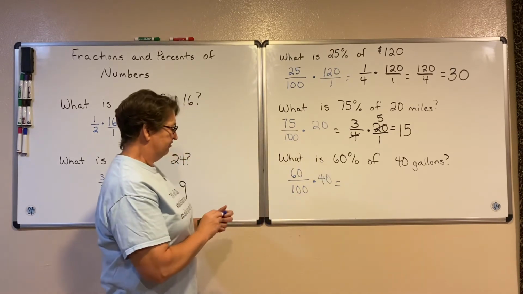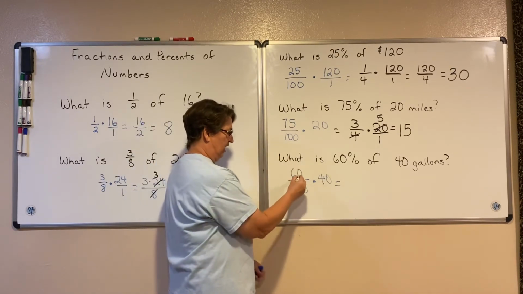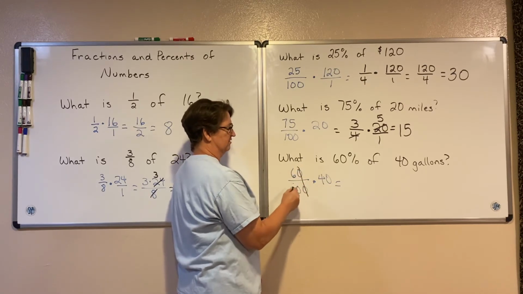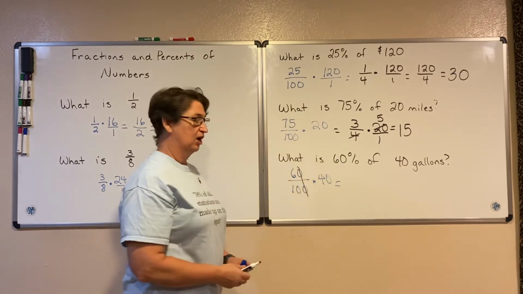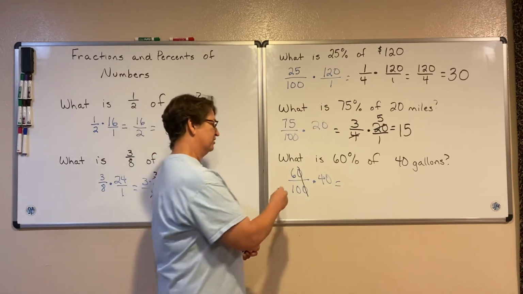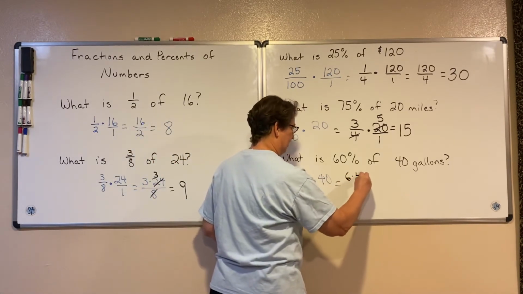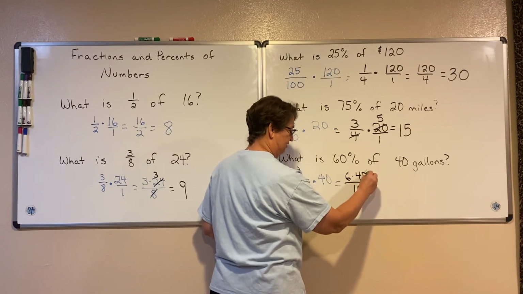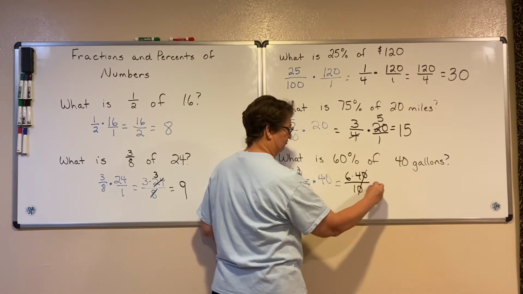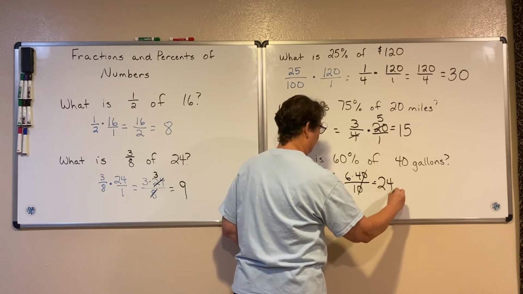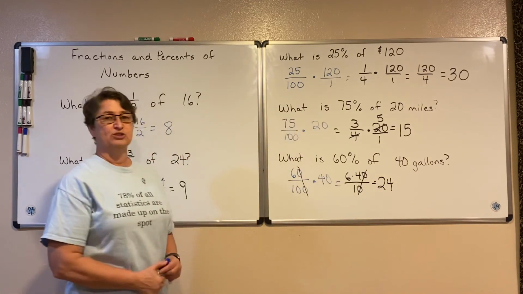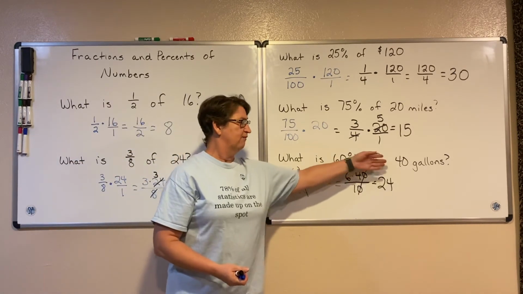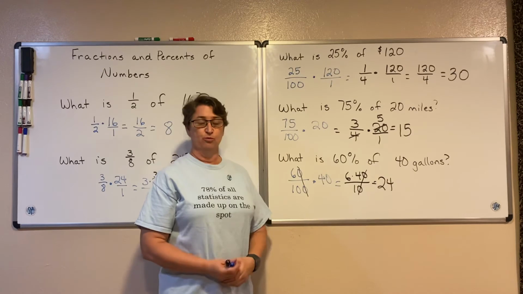Here, if I divide this top and this bottom by 10, I end up with just 6/10. 6/10 is the same number as 60 hundredths. Then on top, I'm going to have 6 times 40. On bottom, I'm going to have this 10. Notice this 10 and this 40 divided by 10 just leaves me with 4. So I end up with 24. So anytime we're dealing with a fraction of a number, if I want to know the fraction of a number, I'm just simply going to multiply.